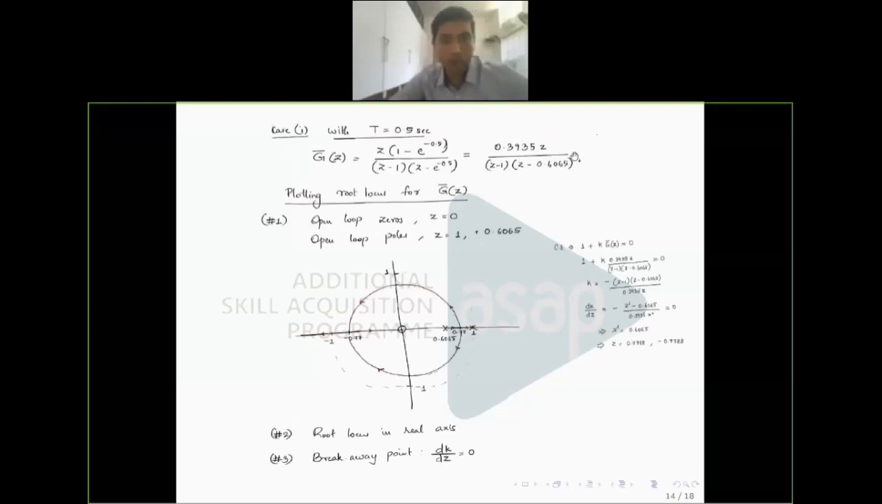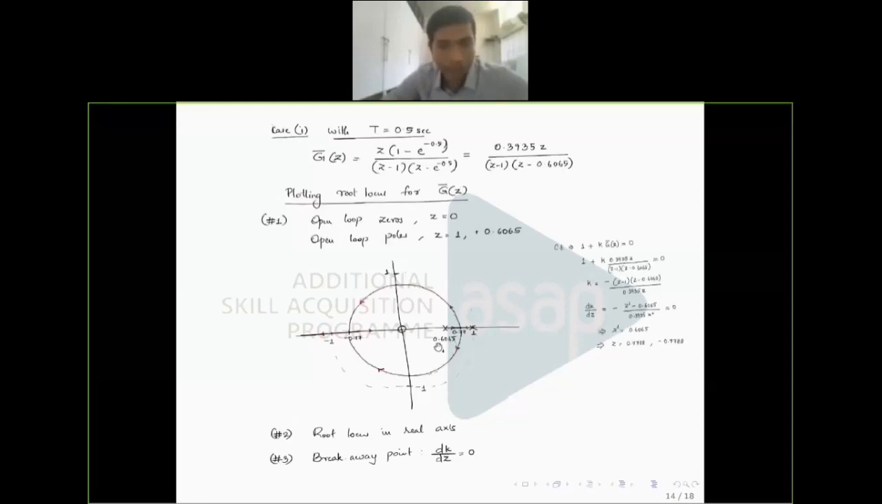So now, how to plot the root locus? You remember the three things that we can observe. One is that the number of branches of the root locus is equal to the number of poles. Here it is 2. Second thing is it starts at open loop poles. So open loop poles at z equal to 1, so this is one open loop pole. Another open loop pole is 0.6065. And the third thing is it is symmetric about the real axis.